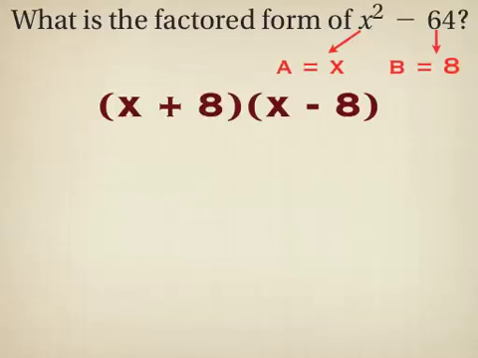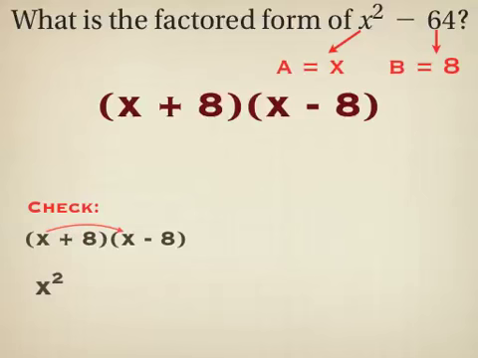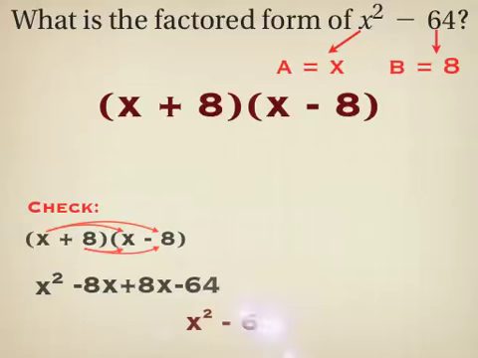You do still need to go ahead and check your answer. To check your answer, you could multiply your first terms, x times x is x squared. Your outside terms, negative 8 times x is negative 8x. Your inside terms, 8 times x is positive 8x. And then your last terms, 8 times negative 8 is negative 64. Negative 8x plus 8x cancel each other out, so you're left with x squared minus 64.